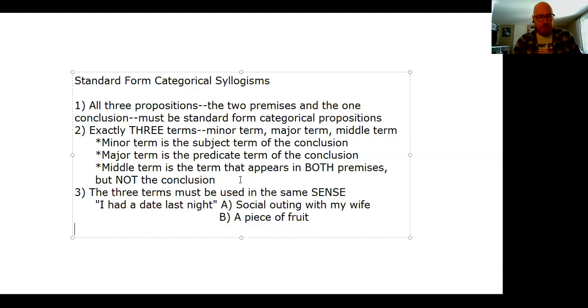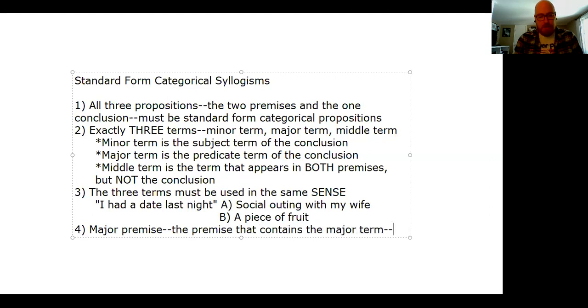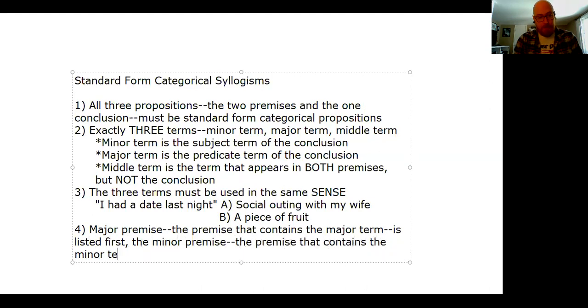Now, the fourth rule is that the major premise, the premise that contains the major term, is listed first. The minor premise, the premise that contains the minor term, is listed second. The conclusion is listed last.